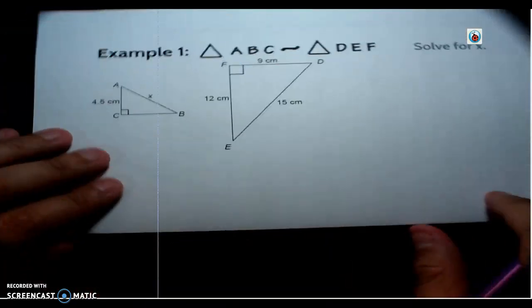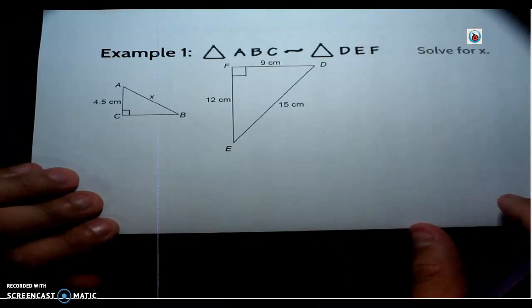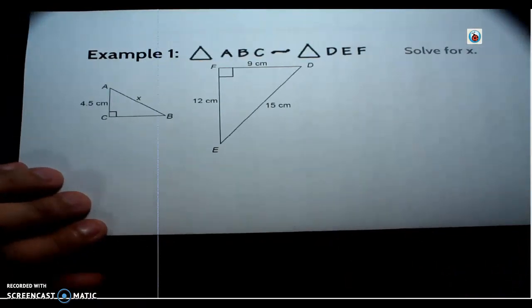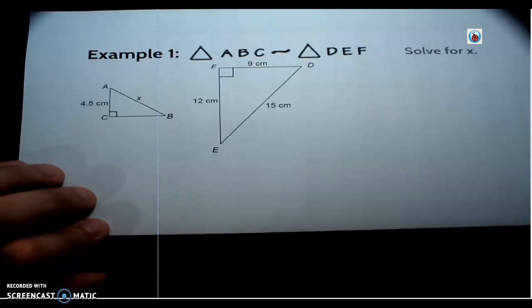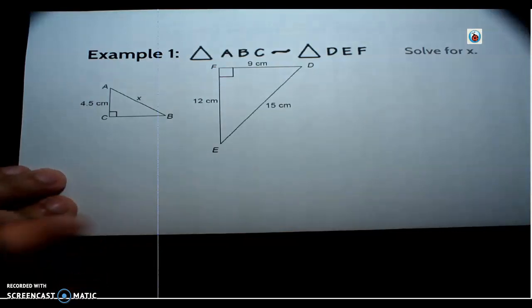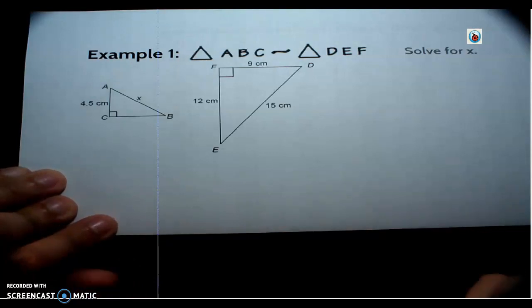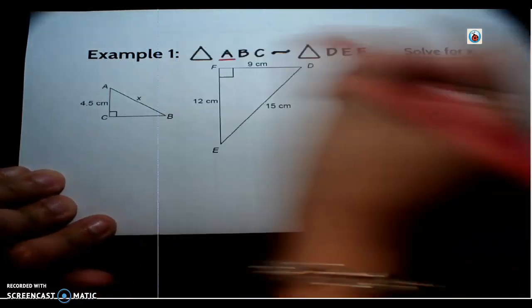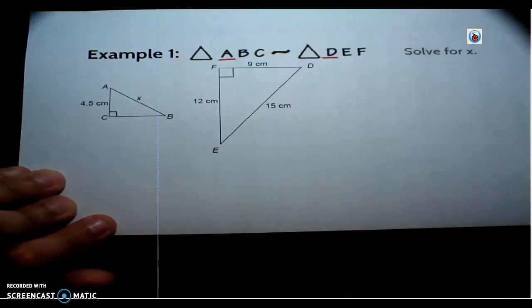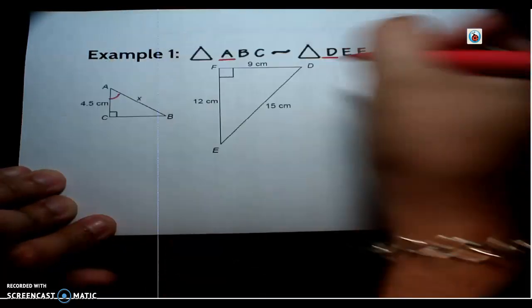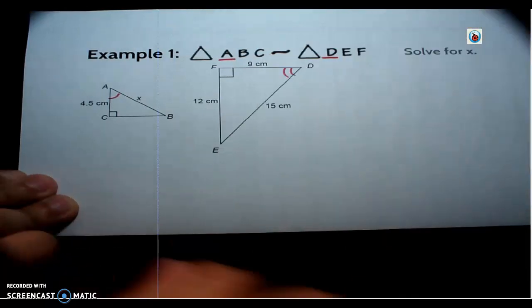So, example number 1, triangle ABC is similar to triangle DEF. Solve for X. So, using those 3 steps, we're going to solve this problem. So remember, the first step is that you want to draw the shapes correctly. If you notice, my triangles are not facing the same way. But I can use the statement given to me on top to figure out how to move my shape the correct way. Because I know that angle A would correspond with angle D.